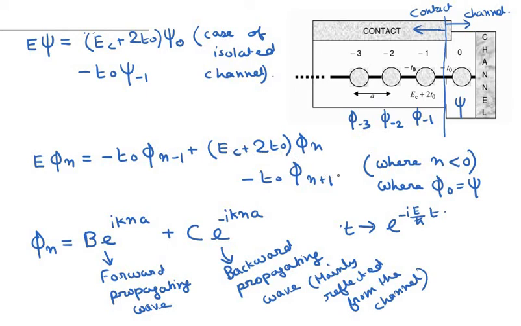Now from here, if we note that this phi 0 is equal to psi, so if we put n equal to 0 over here, in that case this basically becomes psi equals phi 0 equals b plus c.